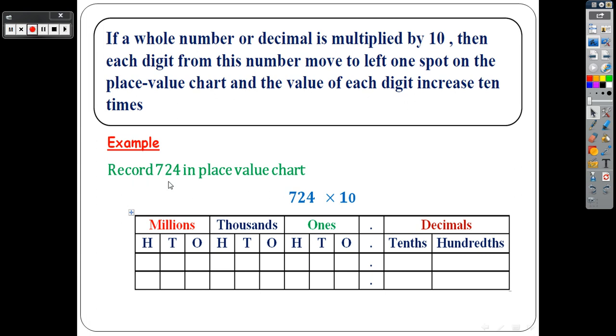Record 724 in the place value chart. After that, multiply it by 10. Now, you put 7 in the hundreds, 2 in the tens, and 4 in the ones. Now, if you multiply it by 10, you must move each digit from this number to the left one spot.